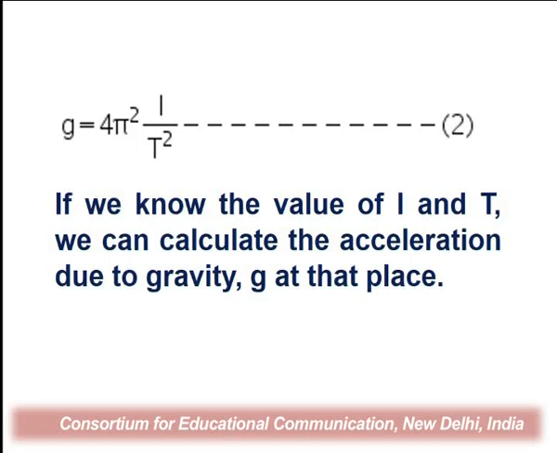Now we can say g is equal to 4 pi square L by t square. If we take the value of L and t, the length of the pendulum and the time period taken by the oscillations of the pendulum, then we can calculate the acceleration due to gravity g at a particular place. So this is the formula to find the acceleration due to gravity.